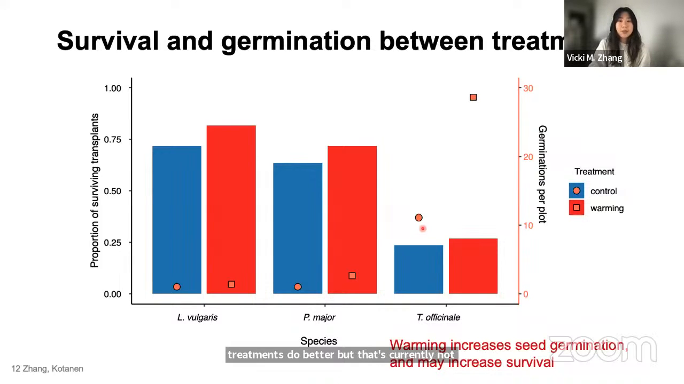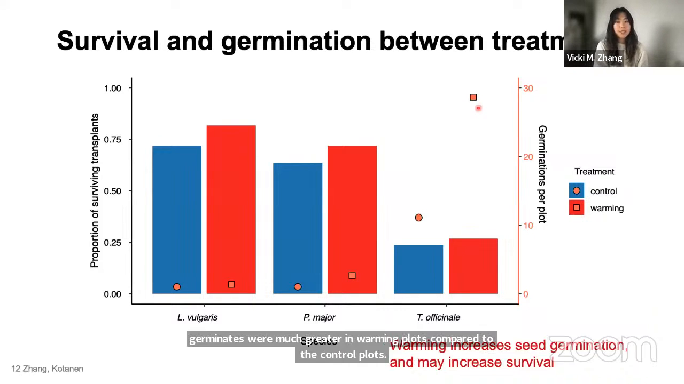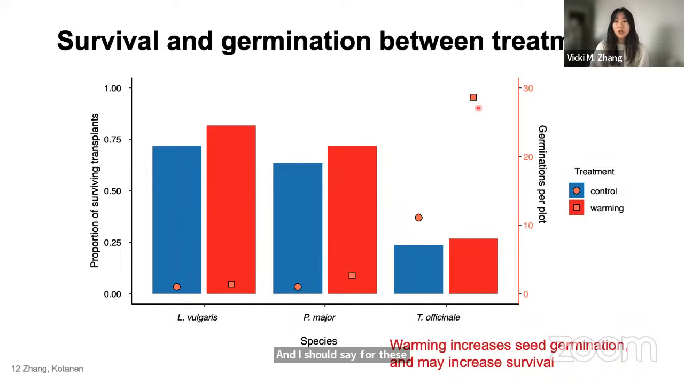But there is a marginally significant difference in seed germination, at least for dandelion. So dandelion germinants were much greater in warming plots compared to the control plots. And I should say for these seeds, I added seeds on the order of hundreds, and so the germination rate is fairly low. It's about 10%, but it's not 0. So this indicates that a warmer temperature can increase seed production and it may increase survival, but we do need more data here.